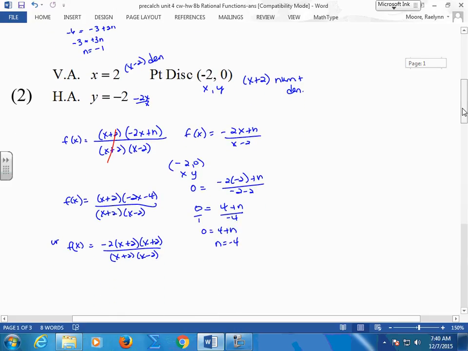So number 2, this was one you had to do for homework, very much like number 1. I have a vertical asymptote, so I have something in my denominator. I have a point of discontinuity, that's a factor in my numerator and denominator. And I know I need some kind of a ratio with my x values. So I know I need the negative 2x, and I use the plus n. Use your point of discontinuity, negative 2, 0. Notice you use your point of discontinuity and any of your zeros, whether they be your x-intercepts or your y-intercepts, or they give you a weird point that's on the function.